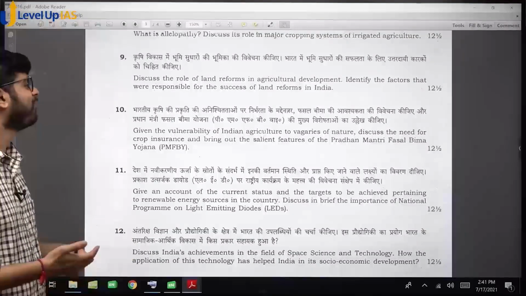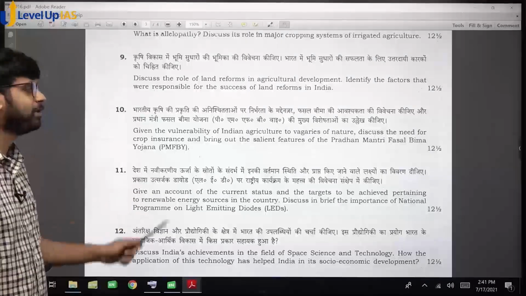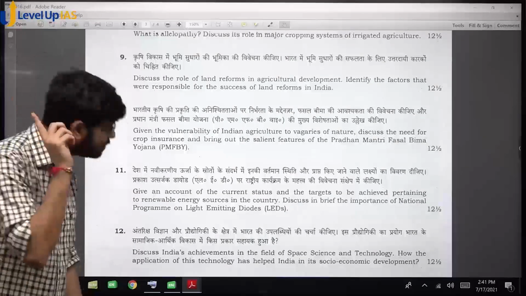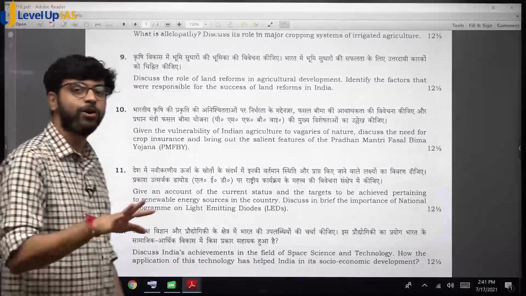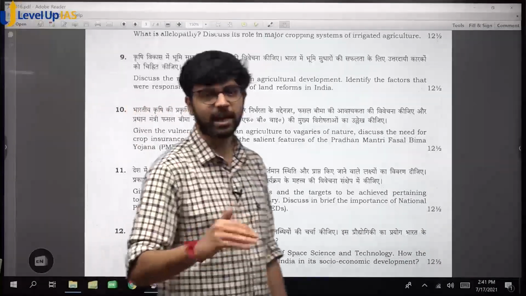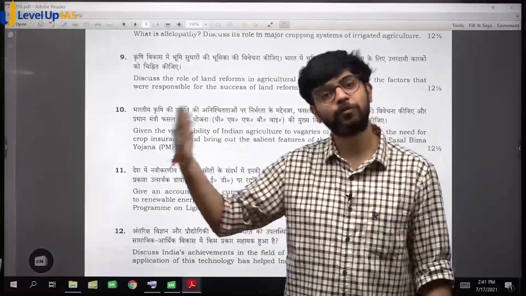Given the vulnerability of Indian agriculture to vagaries of nature, discuss the need for crop insurance. One, need is also asked. Second, salient features are asked. See, I told you, in a scheme, they can ask either features, benefits, limitations, or what more improvements are required.